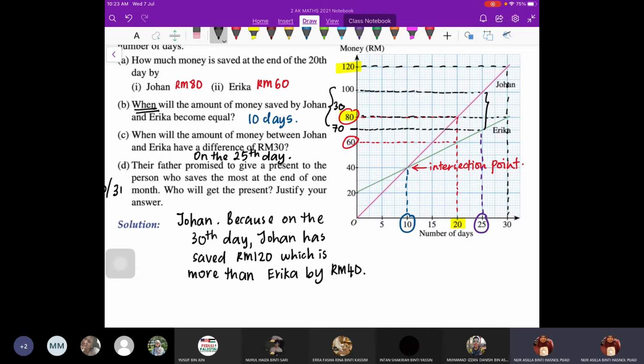Okay, ataupun kamu boleh buat juga ayat because on the 30th day, Johan has saved 120 ringgit while Erica has saved 80 ringgit. Lepas tu kamu kena elaborate sikit lagi lah. Hence, it shows that Johan has more money saved than Erica. Okay, so bila saya buat satu ayat macam ni, I don't need to elaborate lah bahawa Johan tu adalah lebih daripada Erica. Okay, so tak perlu pun grammar tu betul ke apa, asalkan point tu ada. So teacher boleh kasih markah.